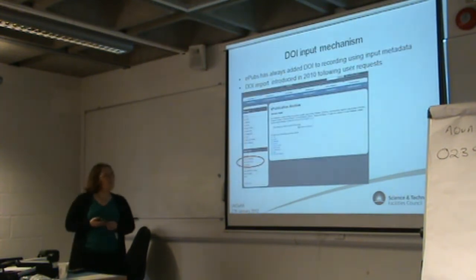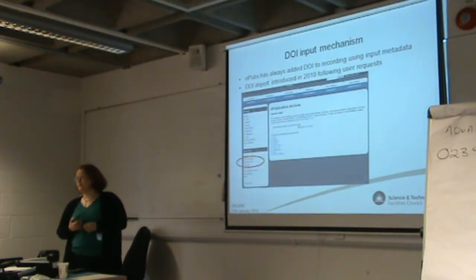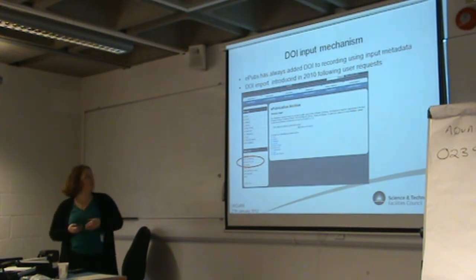So, as with any repository, one of our main problems is people are rather reluctant to put things in. But our researchers, our scientists, are very keen on using DOIs. And ePubs has always added the DOI to the record automatically by using the metadata people put in and using CrossRef to look up the DOI. So what we did in 2010 was go the other way around. Give us the DOI, we'll go to CrossRef, get the data and put it back in.